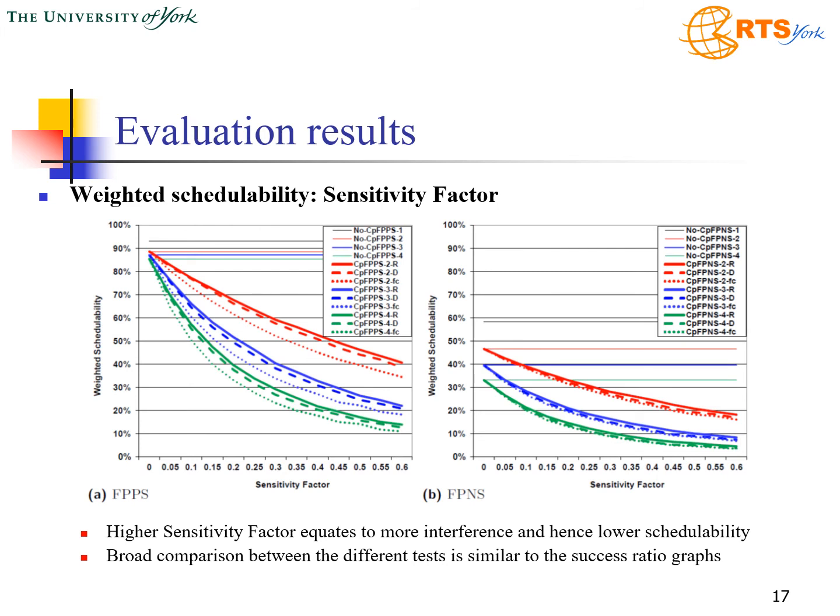In the second experiment, we examined the weighted schedulability metric. This metric allows us to vary some other factor, in this case the sensitivity factor, and see how that affects schedulability. Here we can see that a higher sensitivity factor, in other words, larger values of task sensitivity, equate to more interference and hence lower schedulability, and that the broad comparison between the different tests is similar to those in the success ratio graphs.